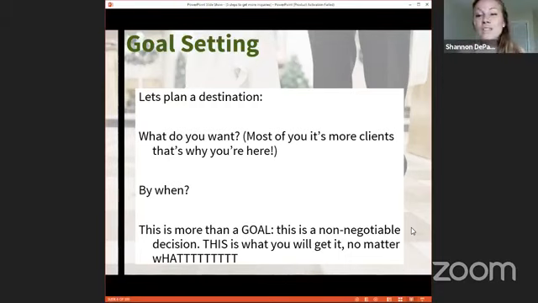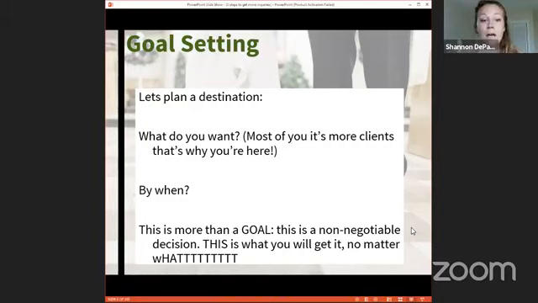So tell me, what do you want? And tell me by when you want it. Simple as that, guys. All right. This thing that you're going to declare here and today, this thing right now is more than a goal. This thing is more than a wish. This thing is the thing that you are going to get no matter what.